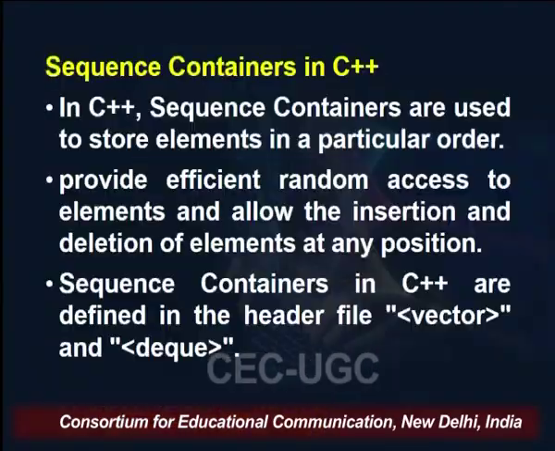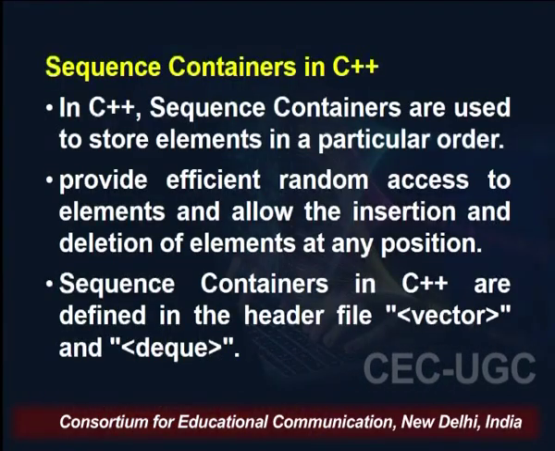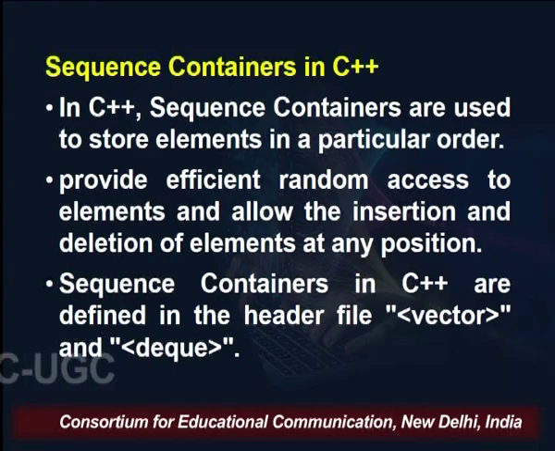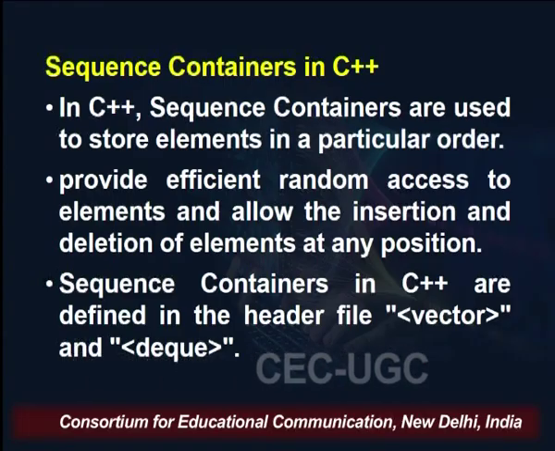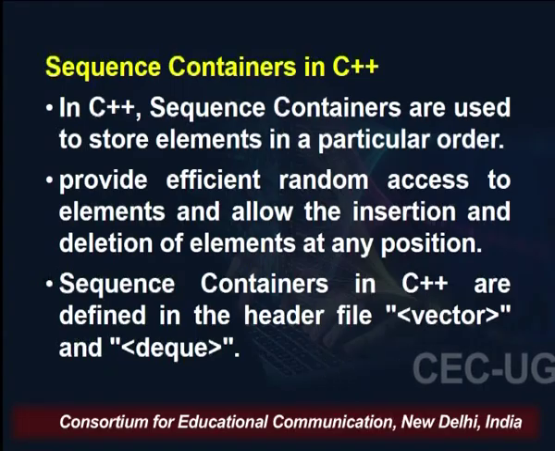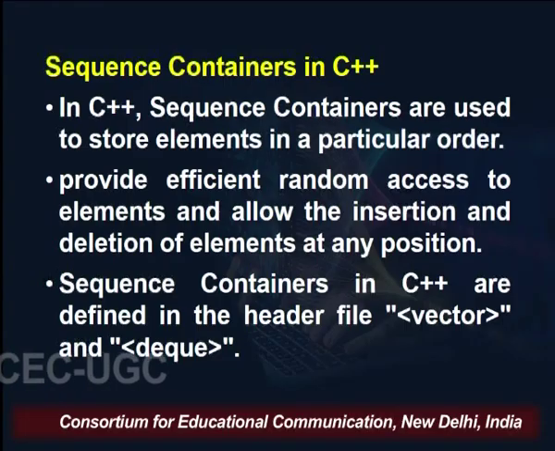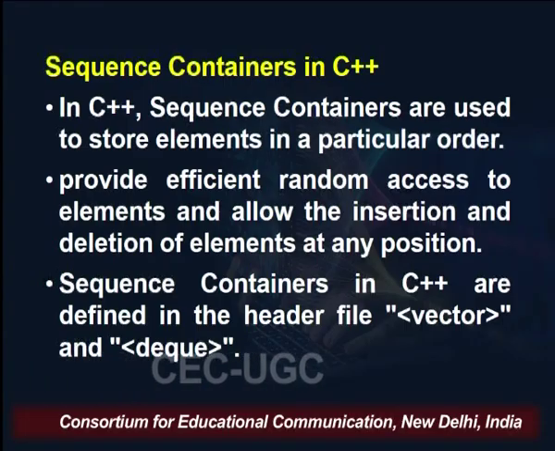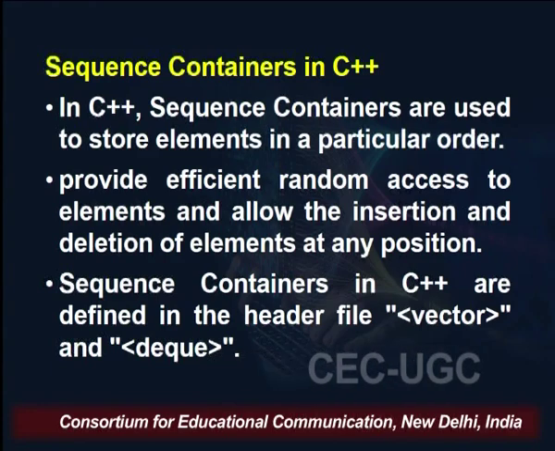So, in C++ these sequence containers are used to store elements in a particular order, and this storage provides efficient random access to the elements and allows the insertion and deletion of elements at any position. So, whatever elements we have stored, we can access them, we can insert new elements, and we can delete the elements also.